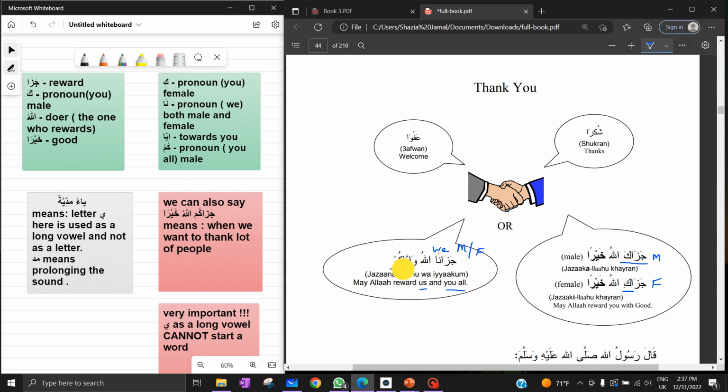Kum. And kum means the pronoun for you all, male. And what is iya? Iya means towards you or to you. Okay. So in this case, we say Jazakumullahu wa iyyakum, like Allah reward us and to you all also.